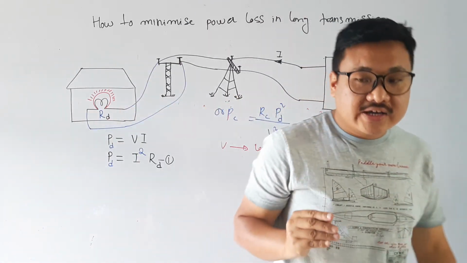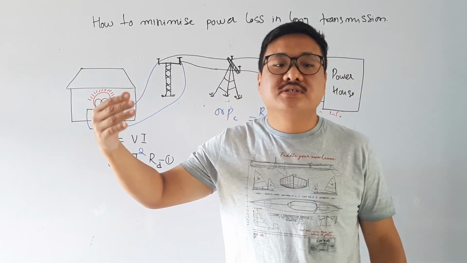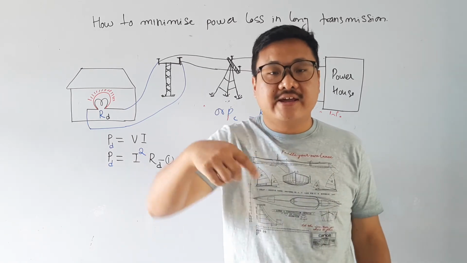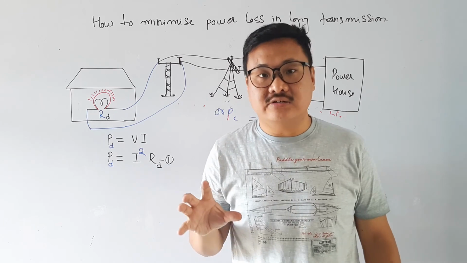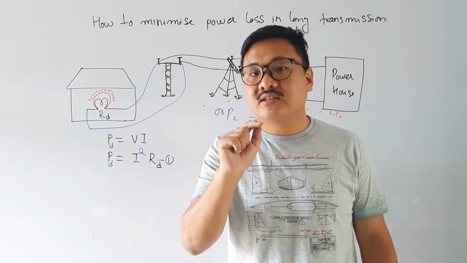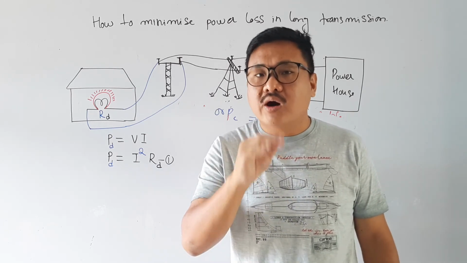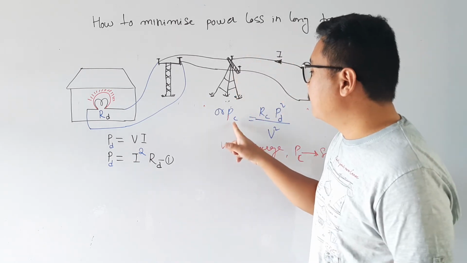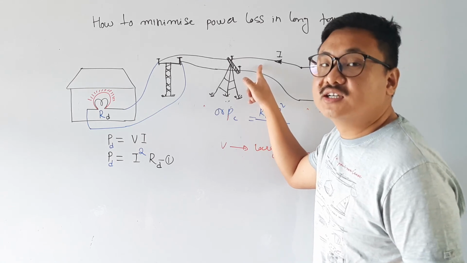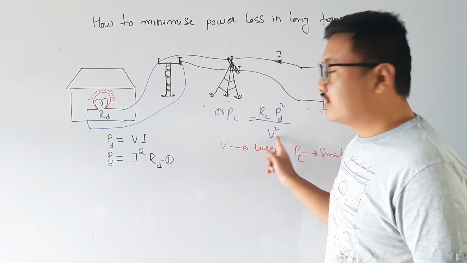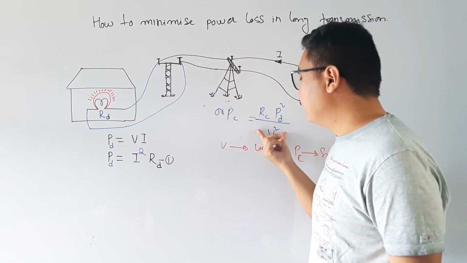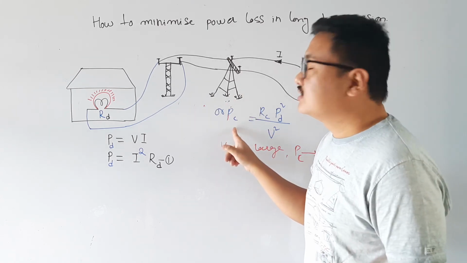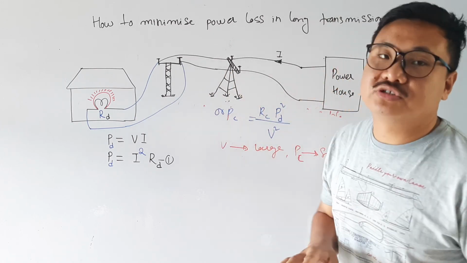That is why in a long transmission cable we see that there is barbed wire and a red symbol of danger. It means that the voltage is very high. But why do we make the voltage high? To minimize the power loss in the transmission cable. V square is in the denominator. If you make V very large, the power will become very small. Which power? The power loss in the transmission cable.